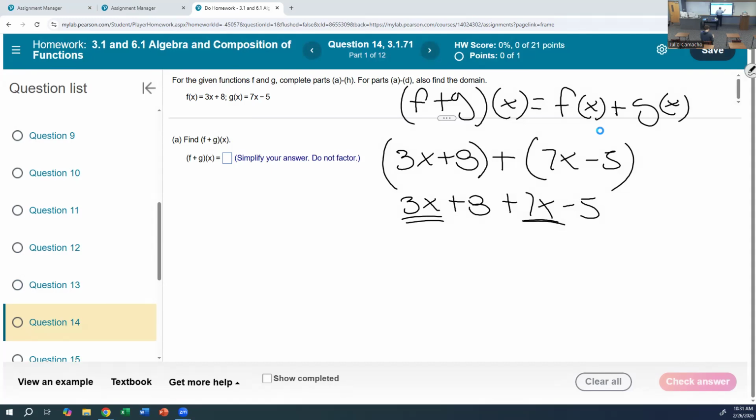You have 3x and 7x will be 10x. And then you have a positive 8 and negative 5, that's positive 3. That is the final answer. Oh no, I multiplied it. Remember, we are subtracting and adding. Take your time. Faster doesn't mean smarter. Let your brain follow its own pace.